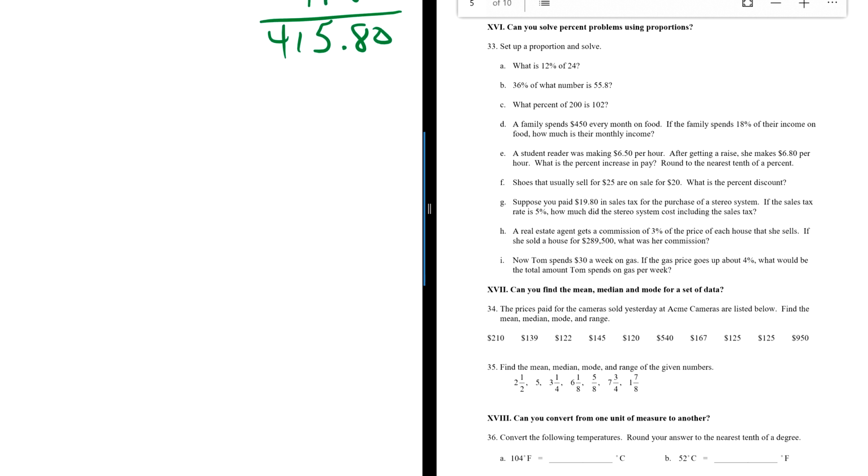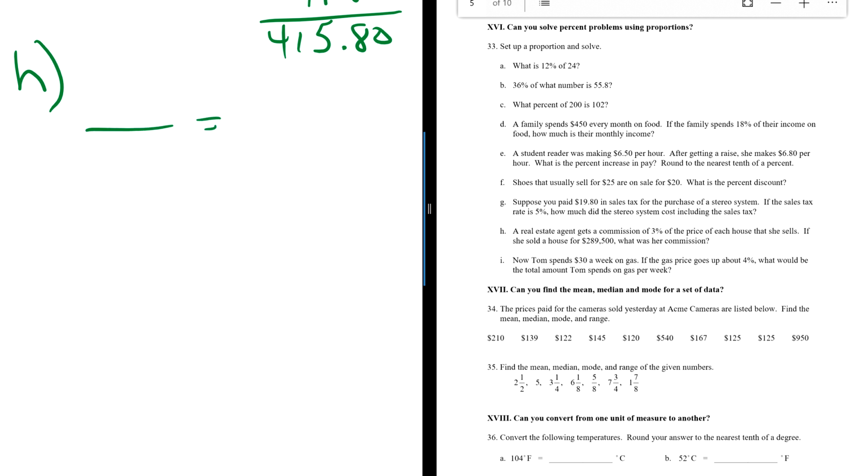Letter H. 33H. A real estate agent gets a commission of 3% of the price of each house that she sells. If she sold a house for $289,500, what was her commission? So then we want to say, what is 3% of $289,500? All right, so let's set it up as a proportion.